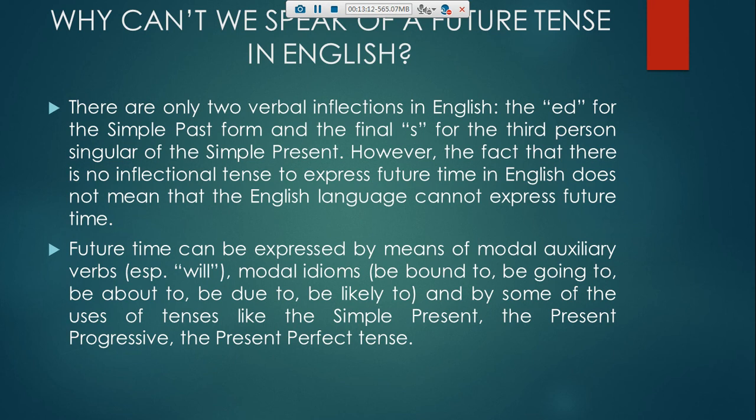Future time can be expressed by means of modal auxiliary verbs, especially will, modal idioms, like be bound to, be going to, be about to, among many others, and some of the uses of tenses like the simple present, the present progressive, and the present perfect tense.